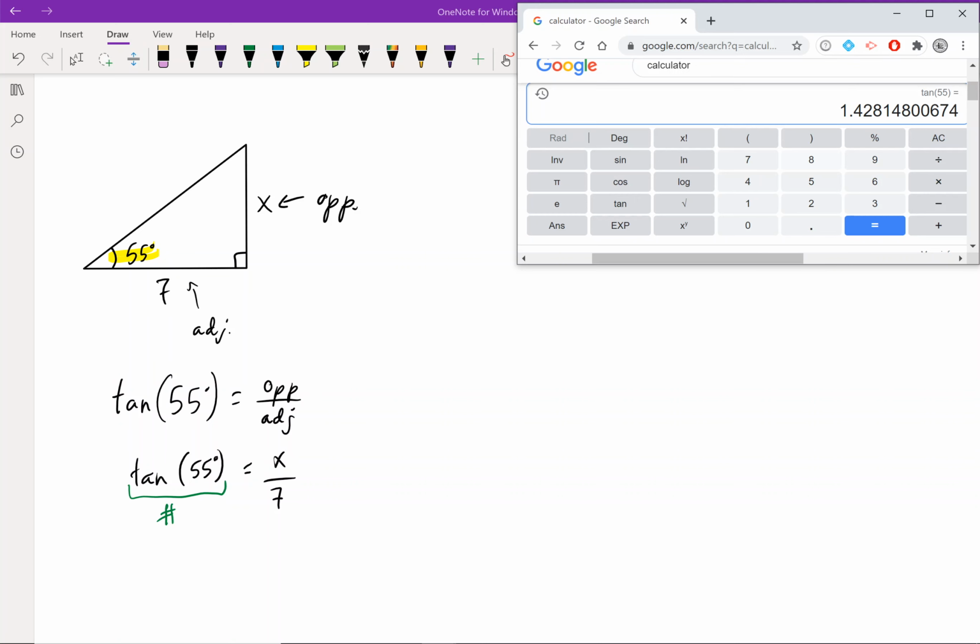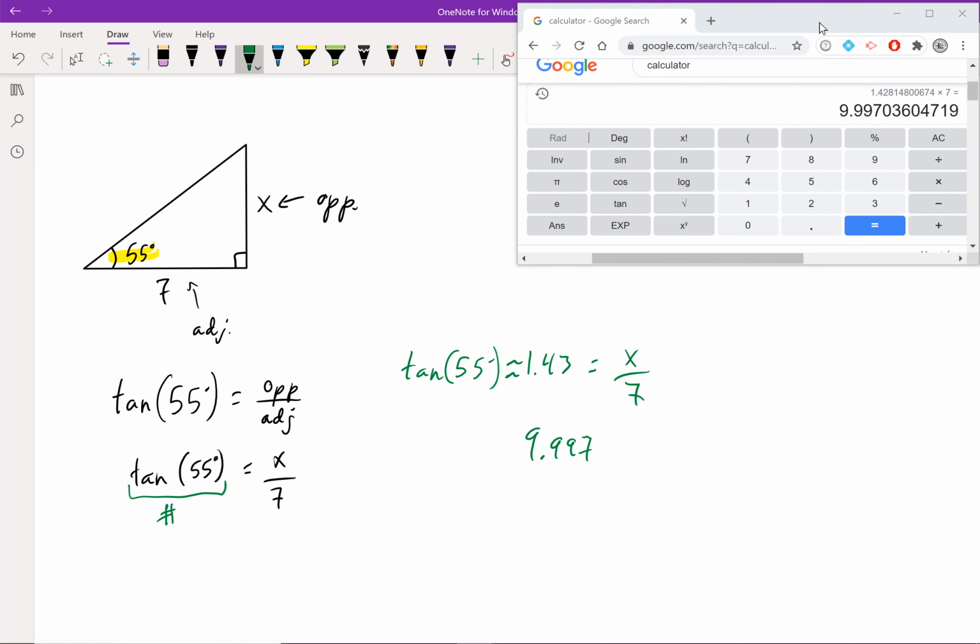So tangent of 55 degrees is equal to 1.43, thereabouts. But again, that's just equal to x over 7. And so we actually want to find x, so all we have to do is multiply both sides by 7. So I'll just take this times 7. That'll give me 9.997, which I guess technically would round to 10.00. So that's how you use the trig functions to find a missing side.